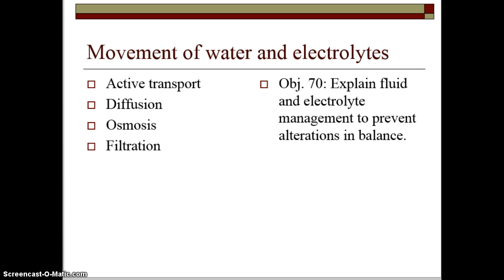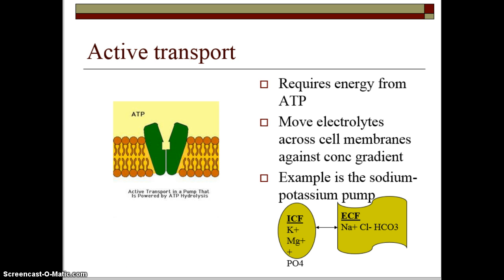This is part 2 of the Fluid and Electrolyte IV unit. We will discuss active transport, diffusion, osmosis, and filtration. Active transport requires energy. It's moving electrolytes across the cell membrane against a concentration gradient. An example is the sodium-potassium pump.